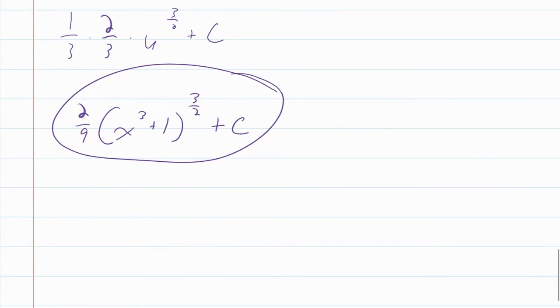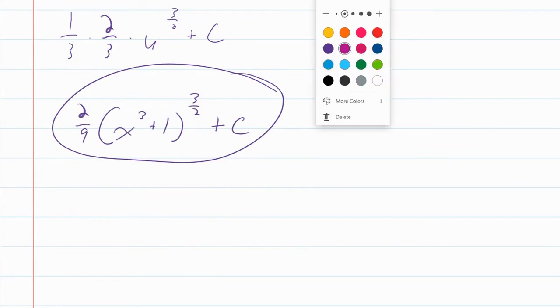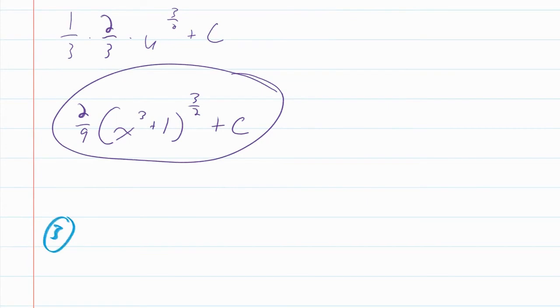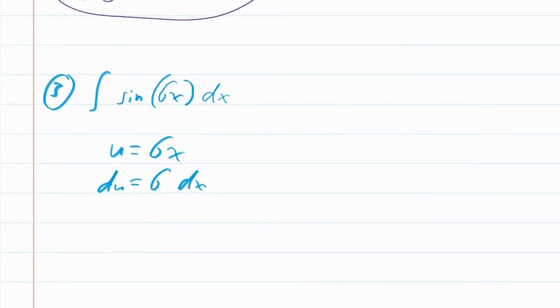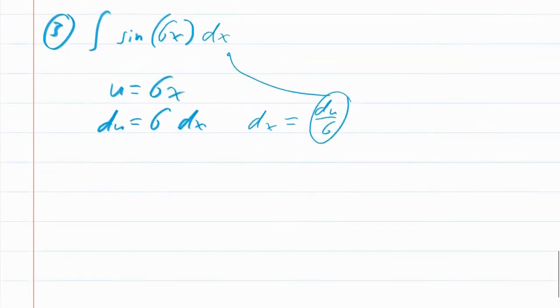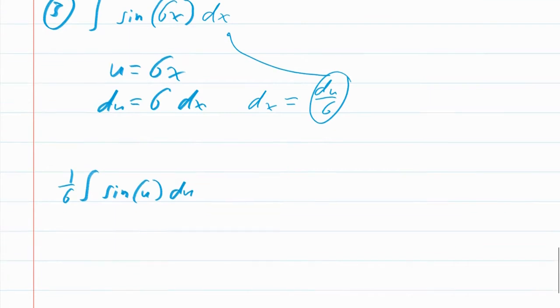Okay, next example. Let's change color, something a little bit lighter. Okay. The integral of sine of 6x dx. This is a much easier example of a u substitution. I'm just going to let u equal 6x, and then I'm going to let du equal 6 dx. And that means that dx was equal to du divided by 6. So when I substitute this back in, I get the integral of sine of u times du, and then the divide by 6 comes out as a 1/6.